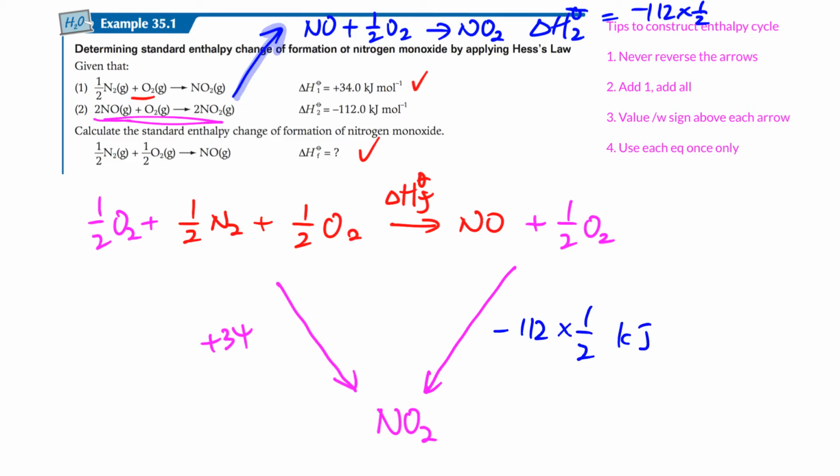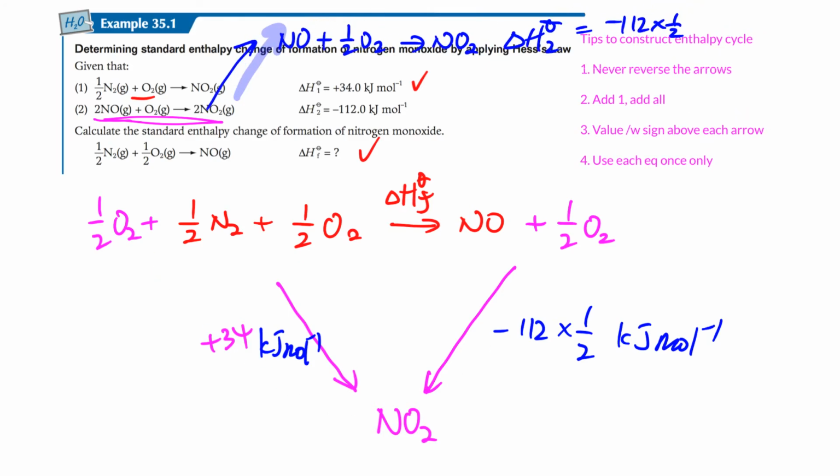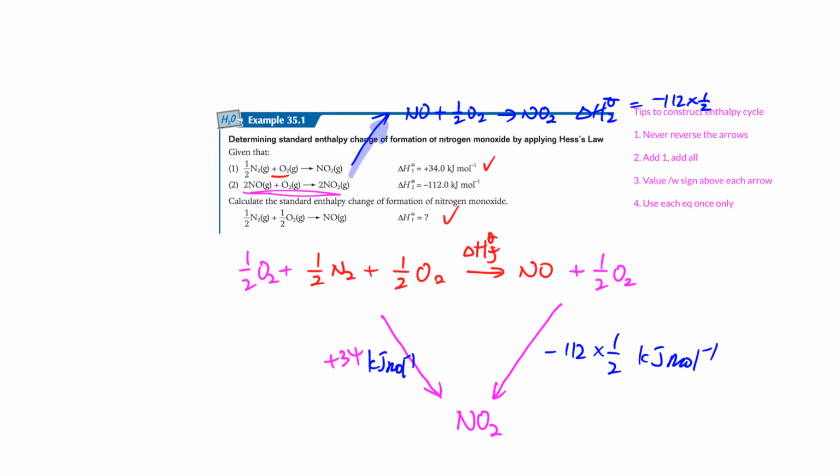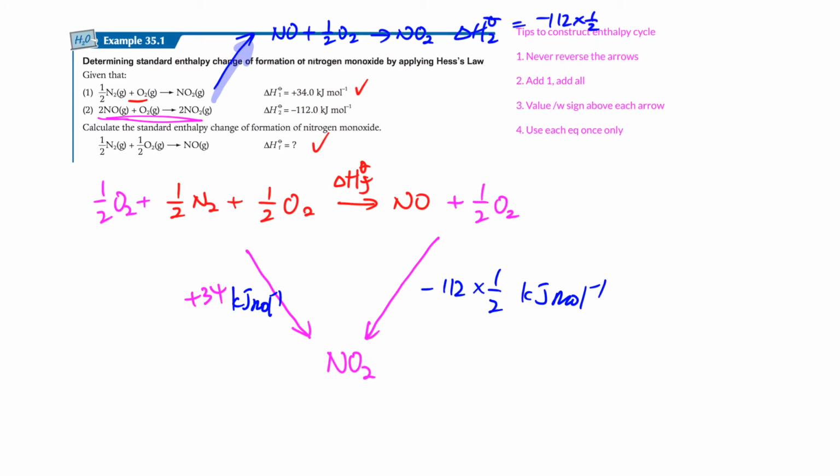So this one is kilojoule per mole. So the clockwise equation will be here. Starting point is here because every equation coming out. So starting point, end point here. So this direction added up together will equal positive 34. So basically, you have delta HF plus negative 112 divided by half equals positive 34.